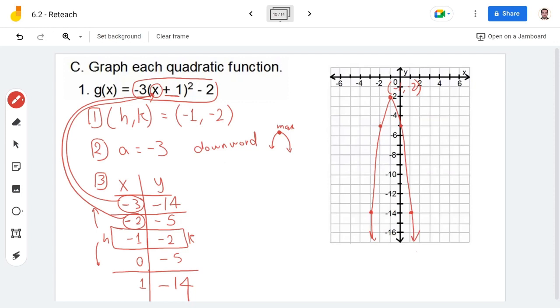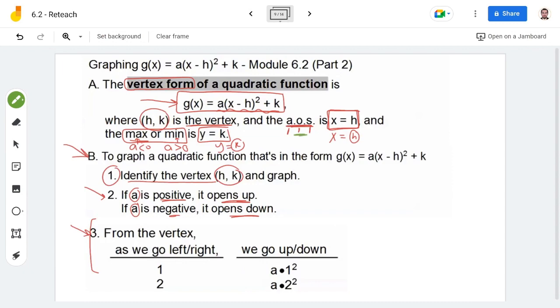Okay, so now if I ask you number 4, what is the axis of symmetry in this question? The axis of symmetry is this one here, right? This one is the axis of symmetry. Or if you remember from the previous slide, if I go here, what is the axis of symmetry?